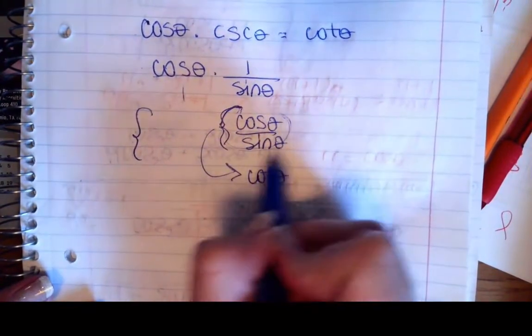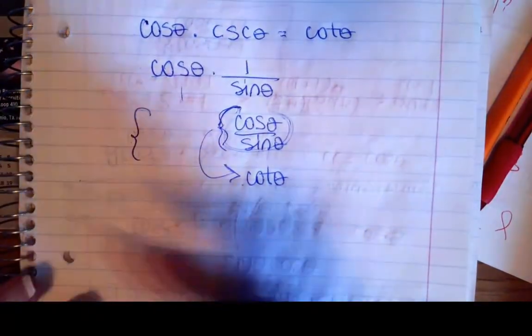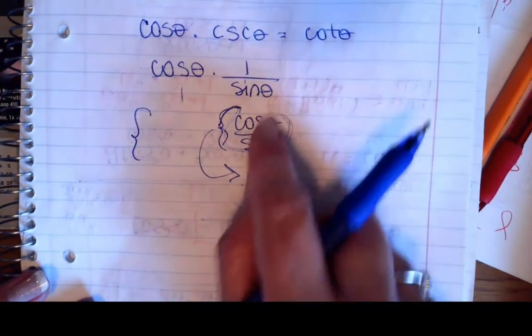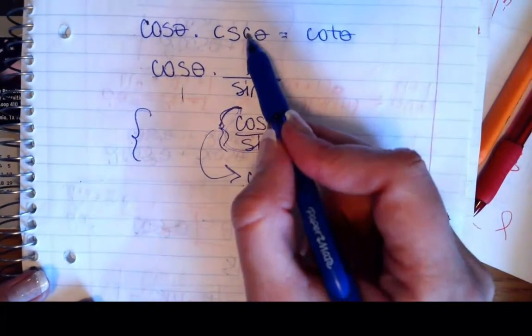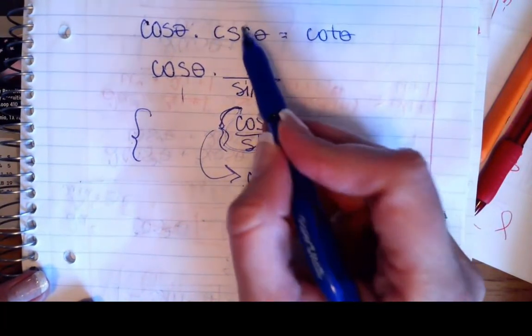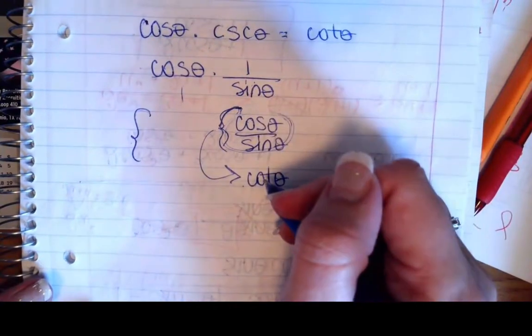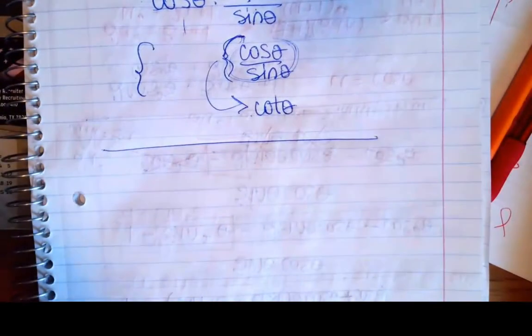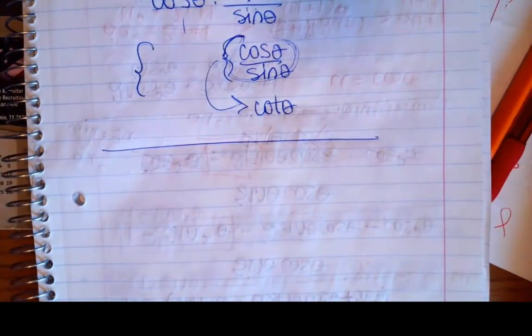Moving from here to here, you used a quotient, which is the answer to a division problem. You used a quotient property. Moving from here to here, I used a reciprocal property. Because what's the reciprocal of cosecant? It's sine. So you'll have to identify what methods you're using. You're going to have to justify your methods.